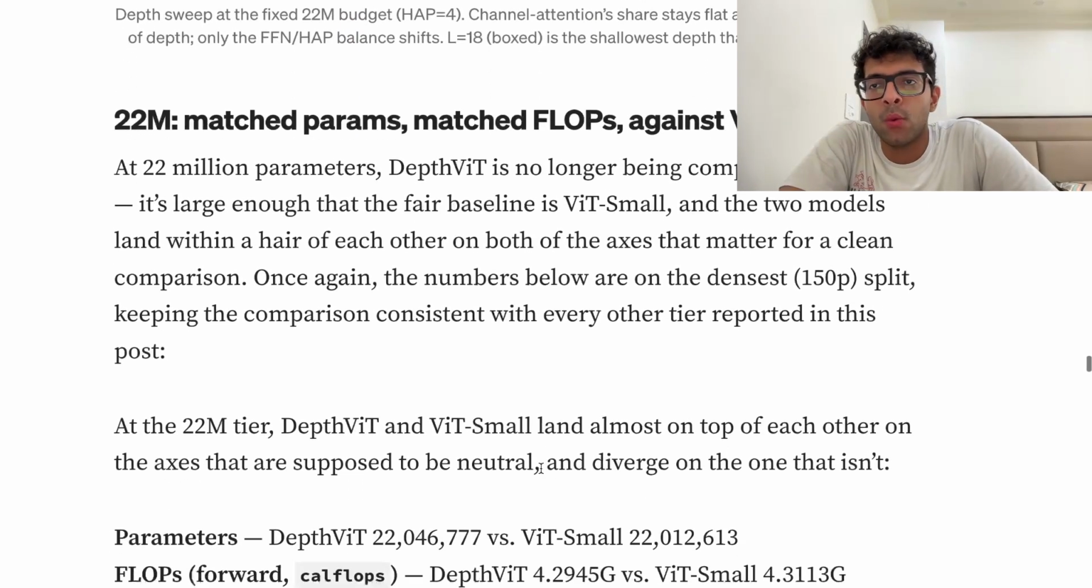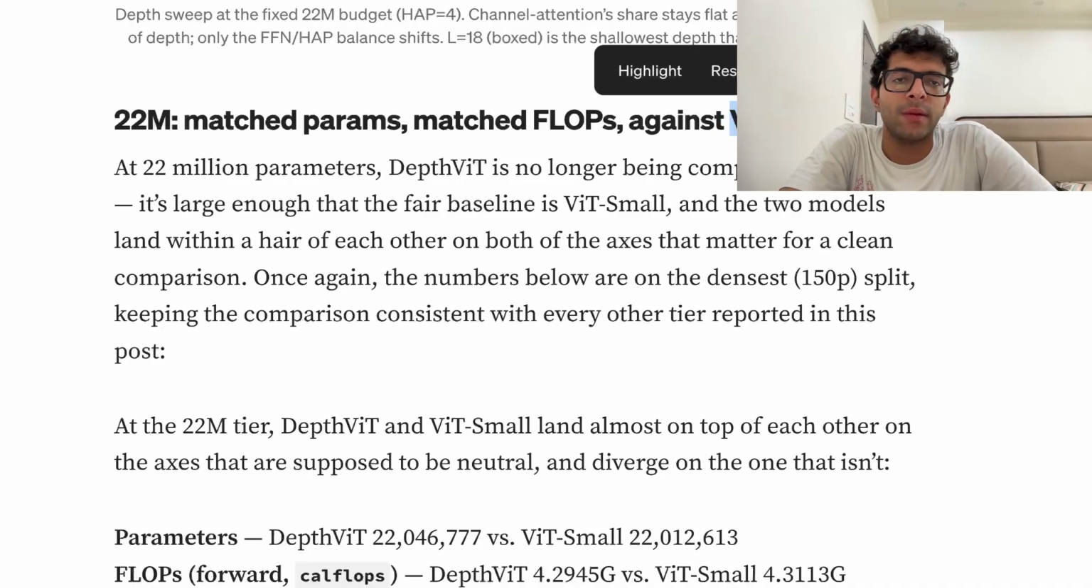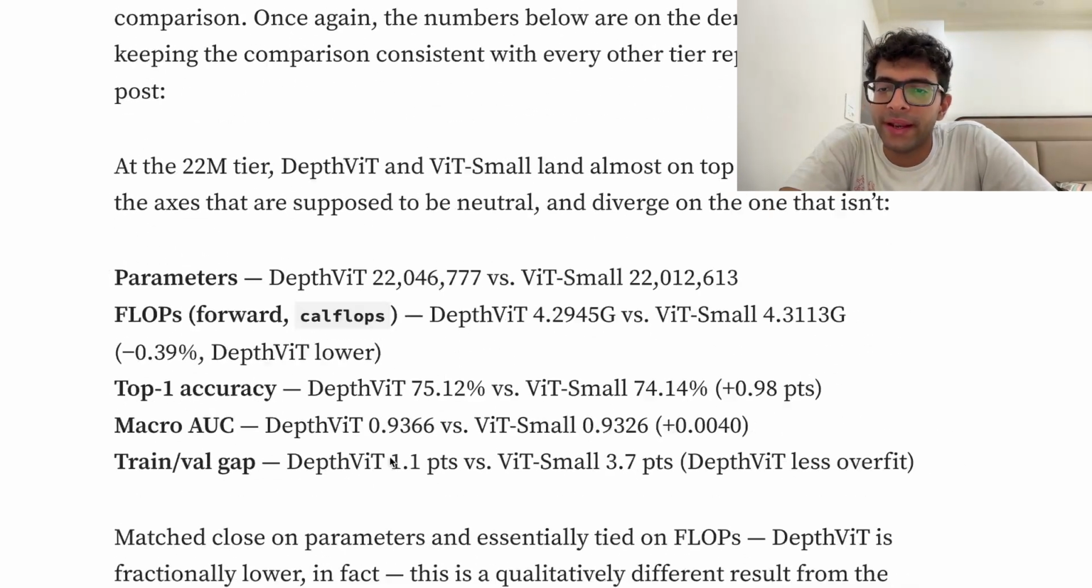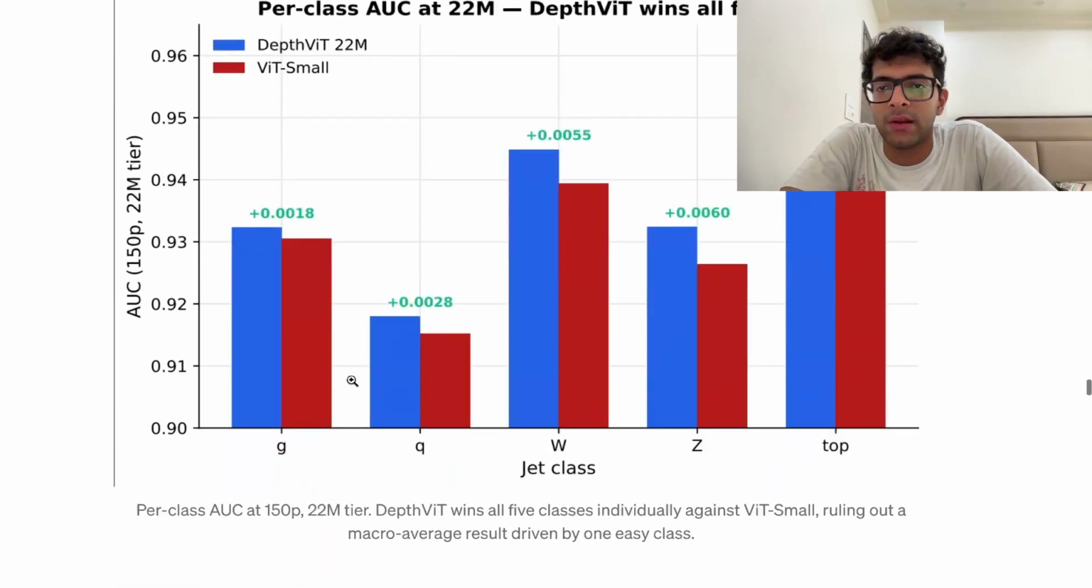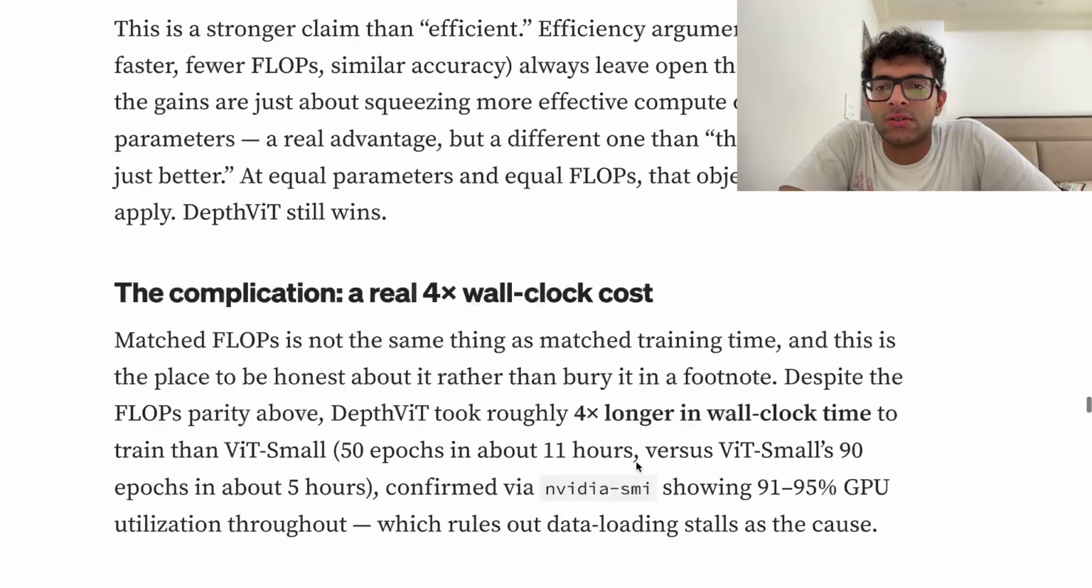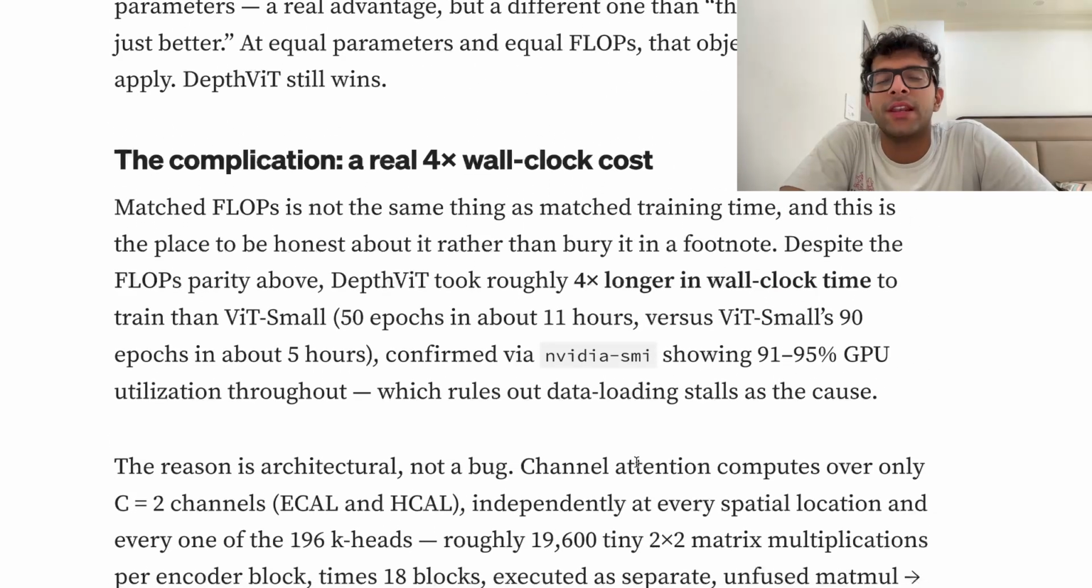So once we did that, of course we're going to compare it to ViT small now instead of ViT tiny. ViT small is another publicly available model which is 22 million parameters in size. So we did beat that in terms of the accuracy as well, and as you can see in the per class AUC, we beat it on every class. So that was one of the major things.